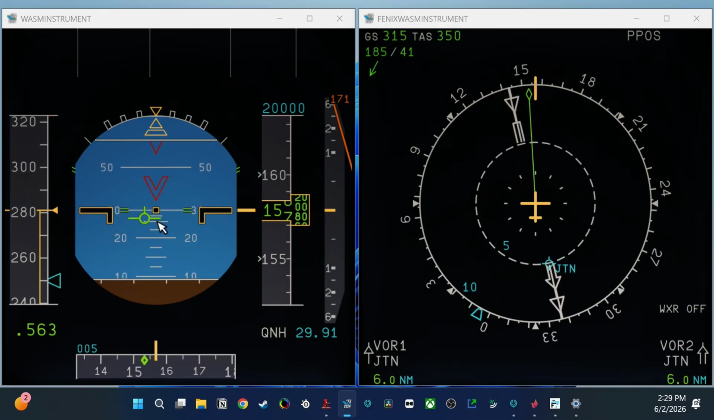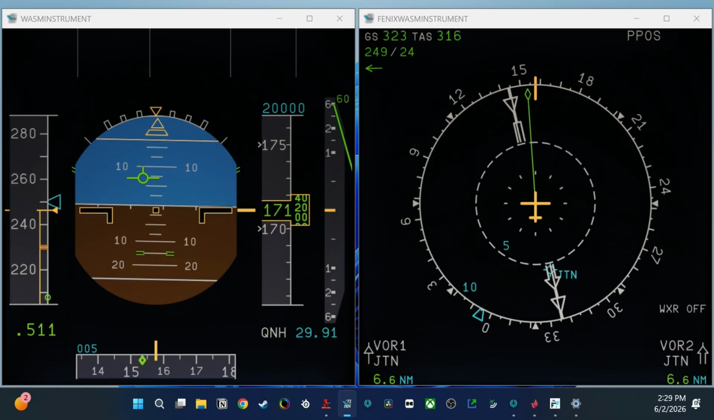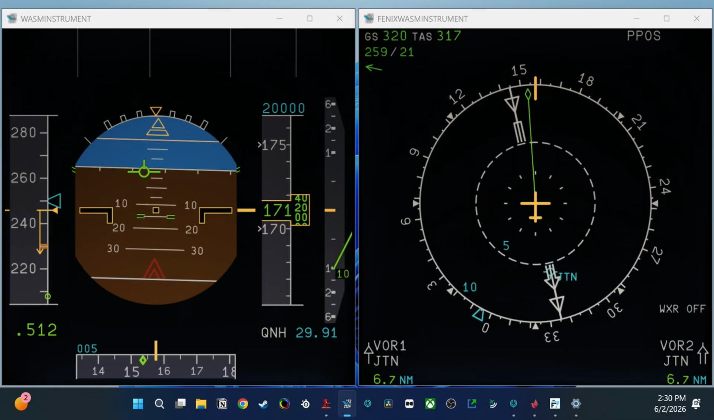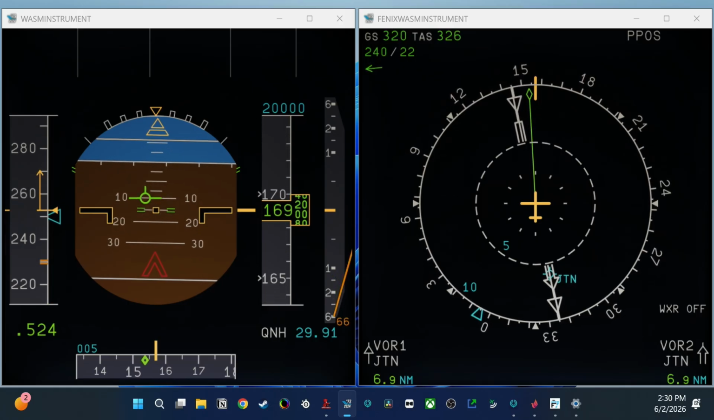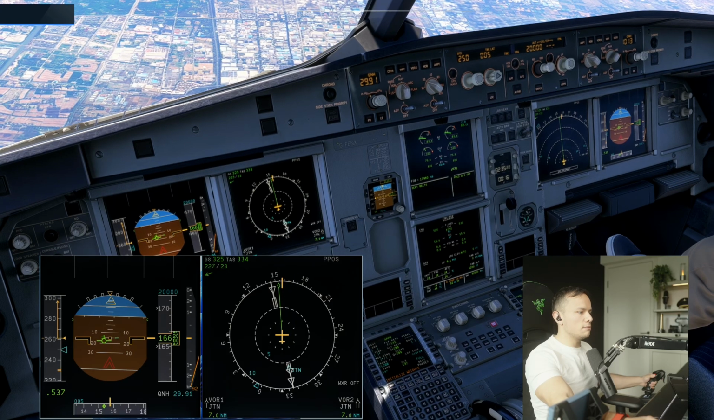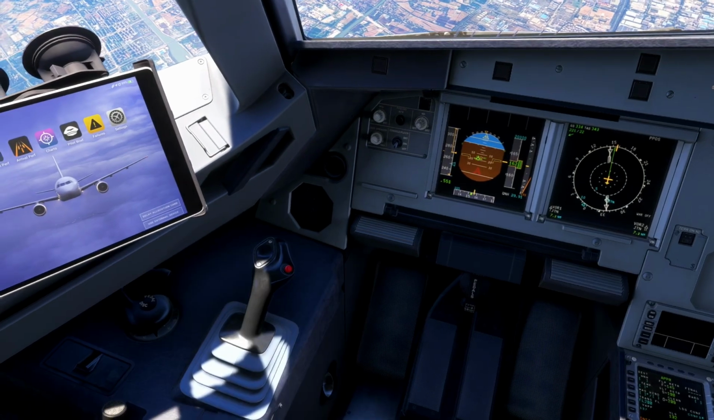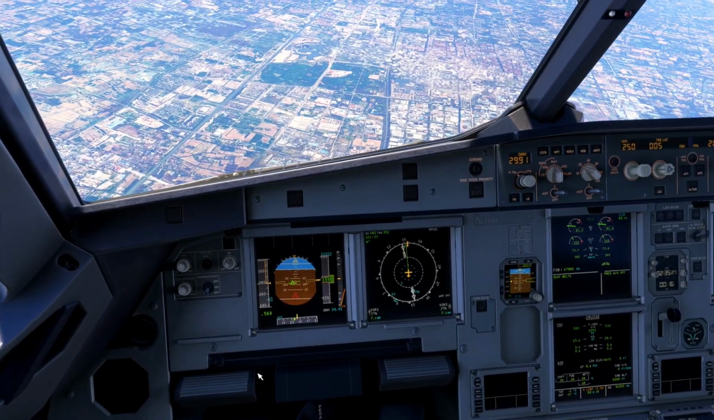Never, never, never, ever. If I go all the way down, it's minus 15. And then the aircraft won't give me more than 15 degrees. Again, the side stick is fully down, and I cannot override this.